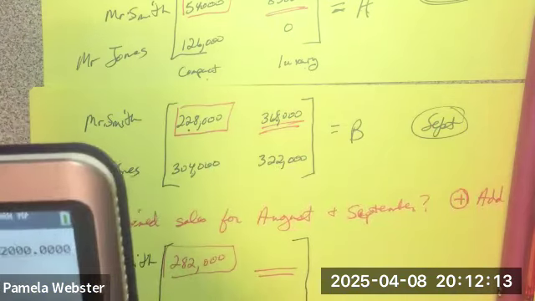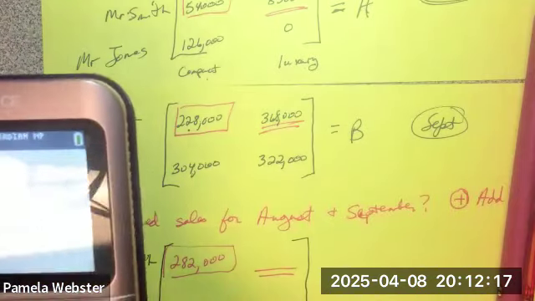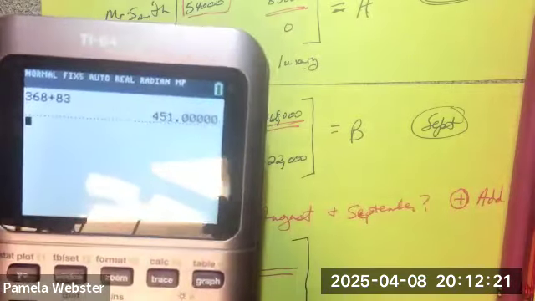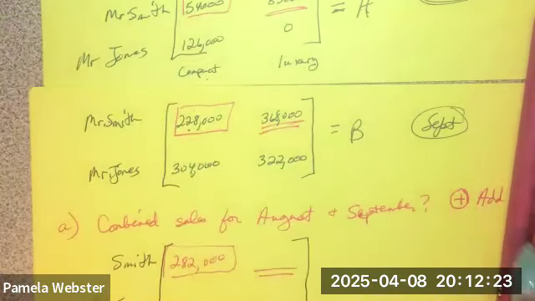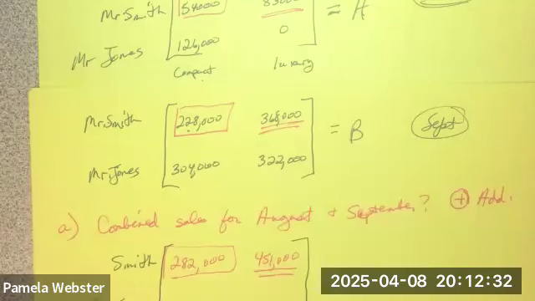So if I want to add those, let me do that. Clear. I'm going to cheat this time. 368 plus 83. And I know that these are both in the thousands, right? Okay, so $451,000 worth of sales. Okay, so I say you guys go ahead and pause and see if you can get the other two numbers.